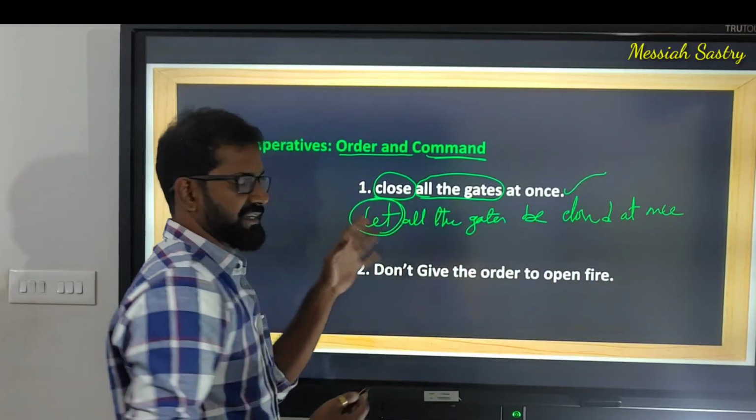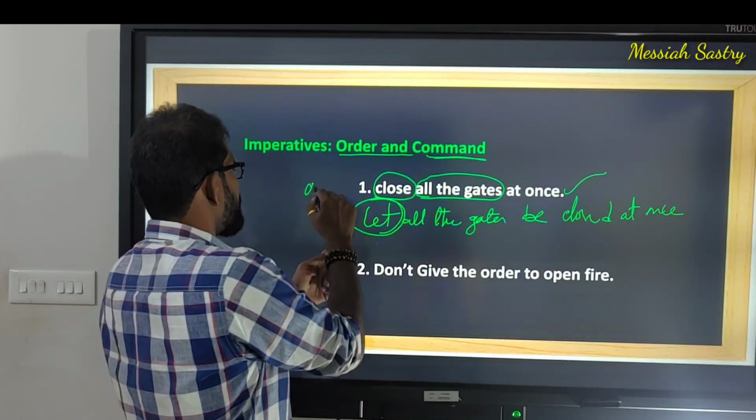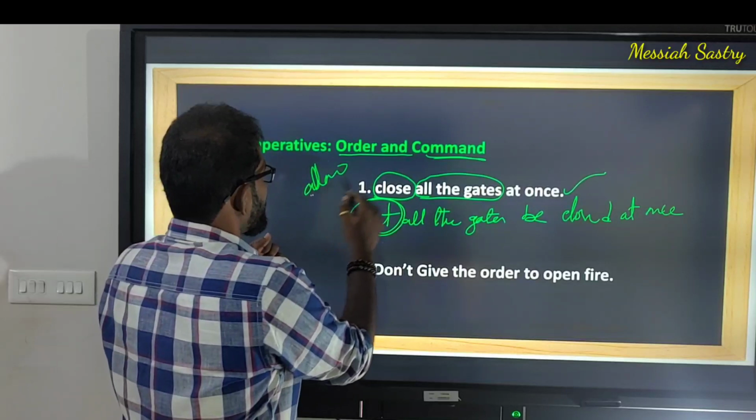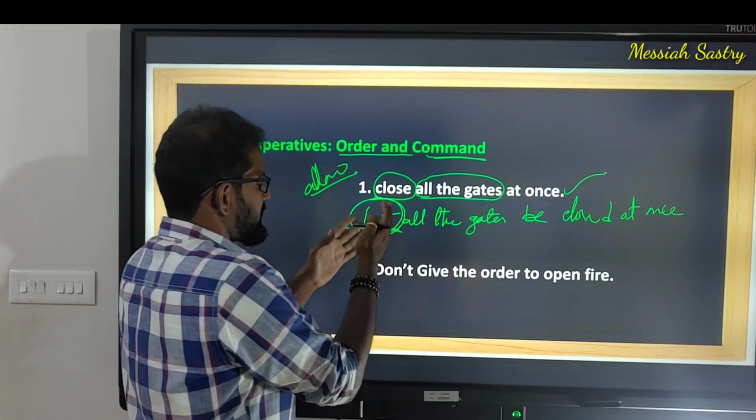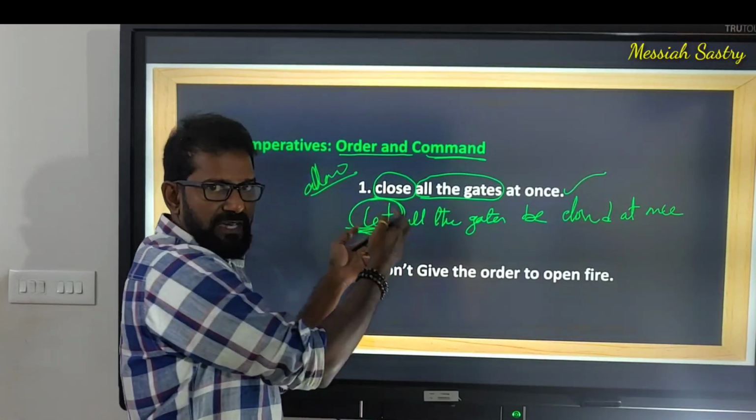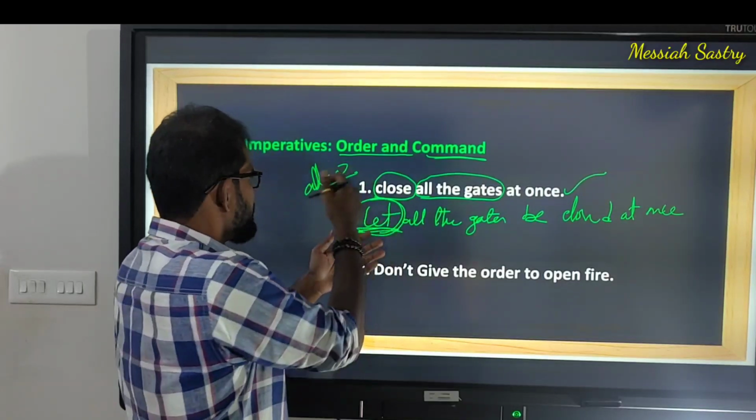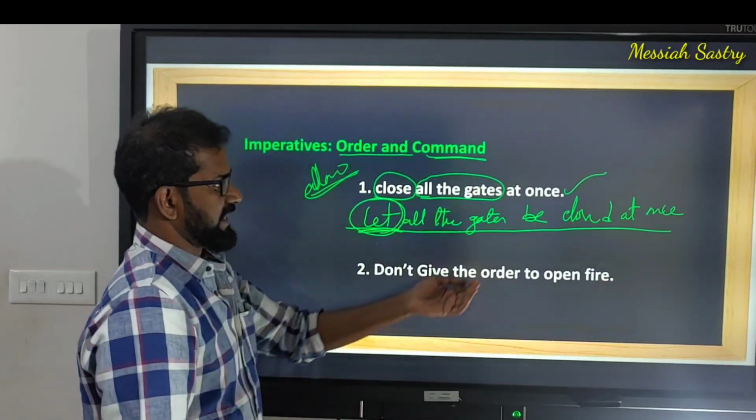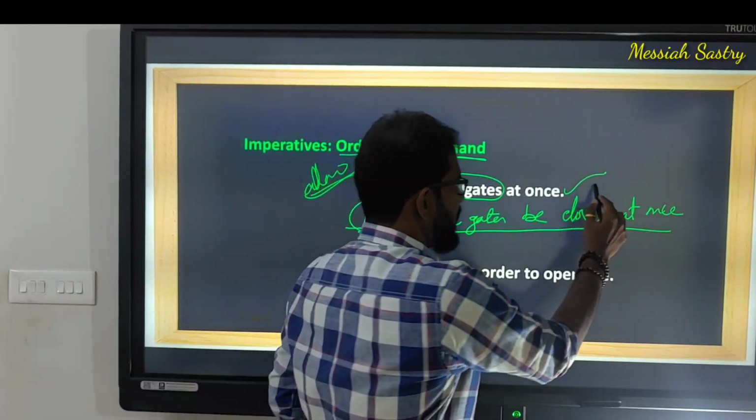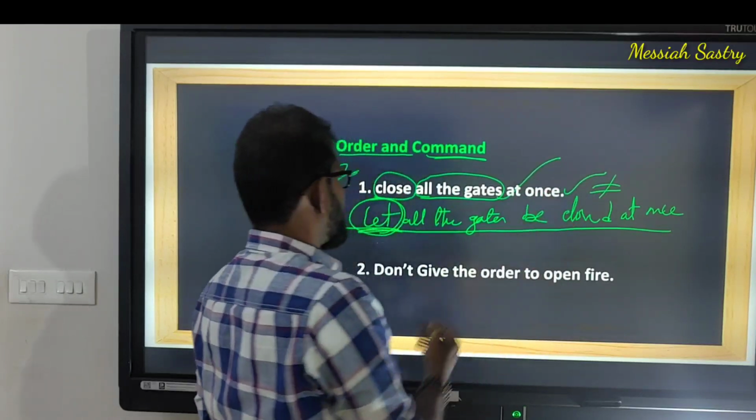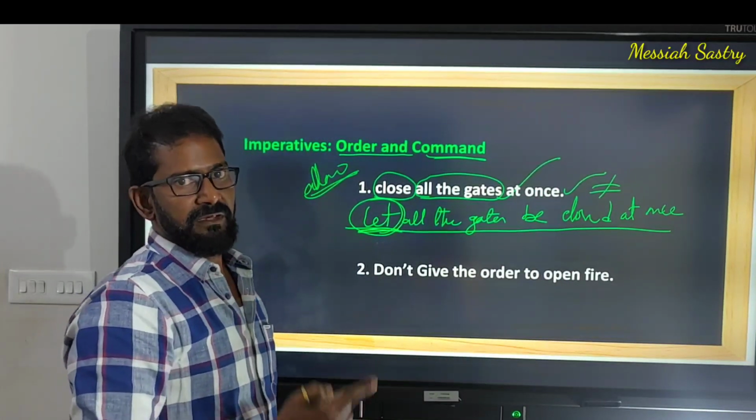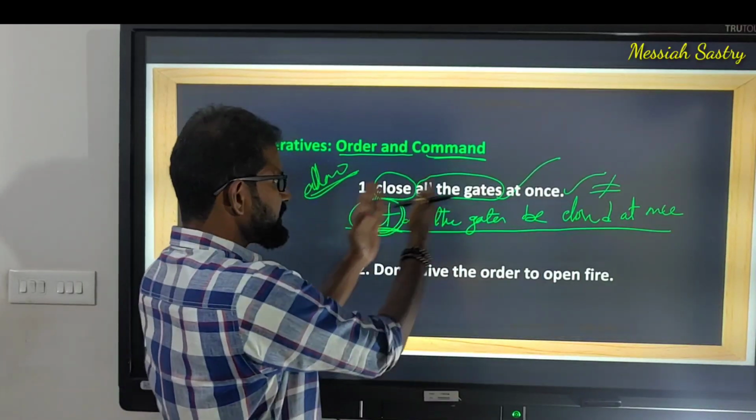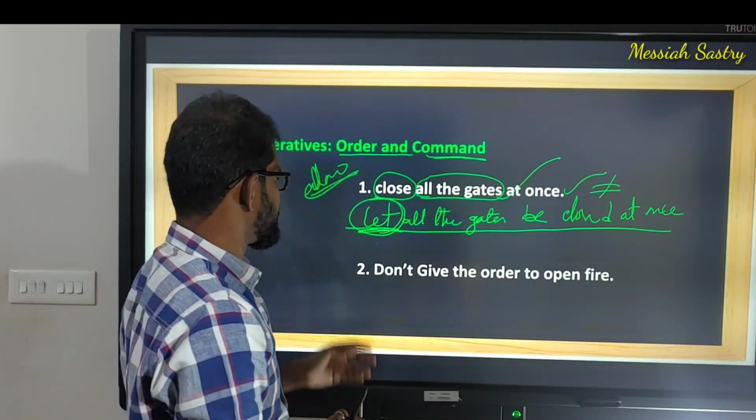So what would be the meaning of let? Let means allow. Maybe the let here might be used in the causative case, but in that case too it means allow or permit. But when you look at the meaning, let all the gates be closed at once is not equal to the given sentence, close all the gates at once. But we find in books, so this would be the answer for imperative sentences.